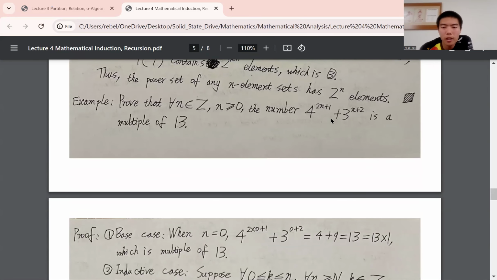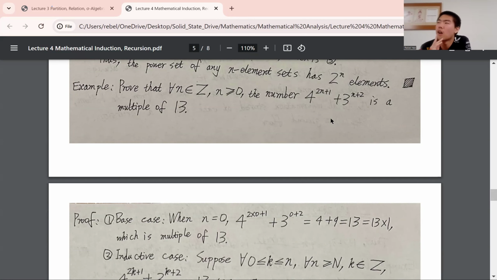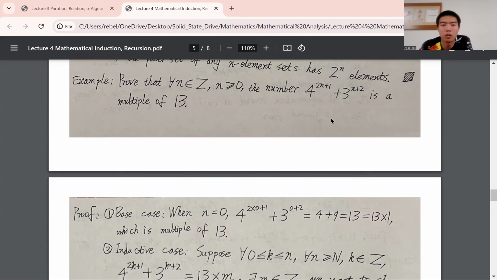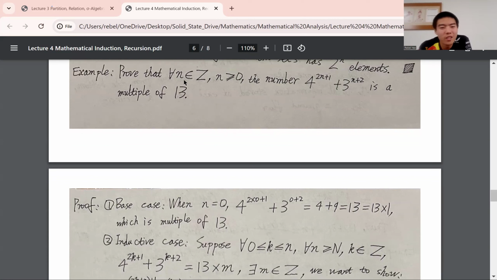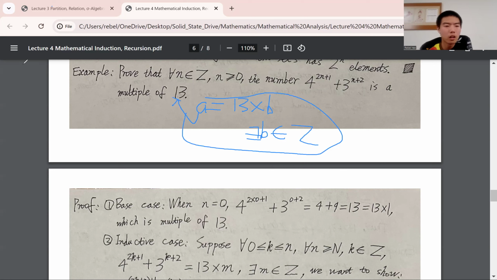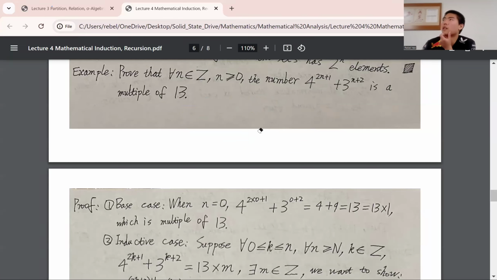So you are dealing with numbers. I think most students like to deal with numbers at first because they have a very strong algebraic background from high school. Okay, so for all n, an integer greater than or equal to 0, the number 4 to the power of 2n plus 1 plus 3 to the power of n plus 2 is a multiple of 13. How do you define a multiple of 13? If A is a multiple of 13, then it must be written as 13 times B, where B is in the set of integers Z. If we can prove this, then we say A is a multiple of 13. This is actually a definition we'll see in number theory, or in modular arithmetic, but we first define it here so you can understand how we'll prove it.